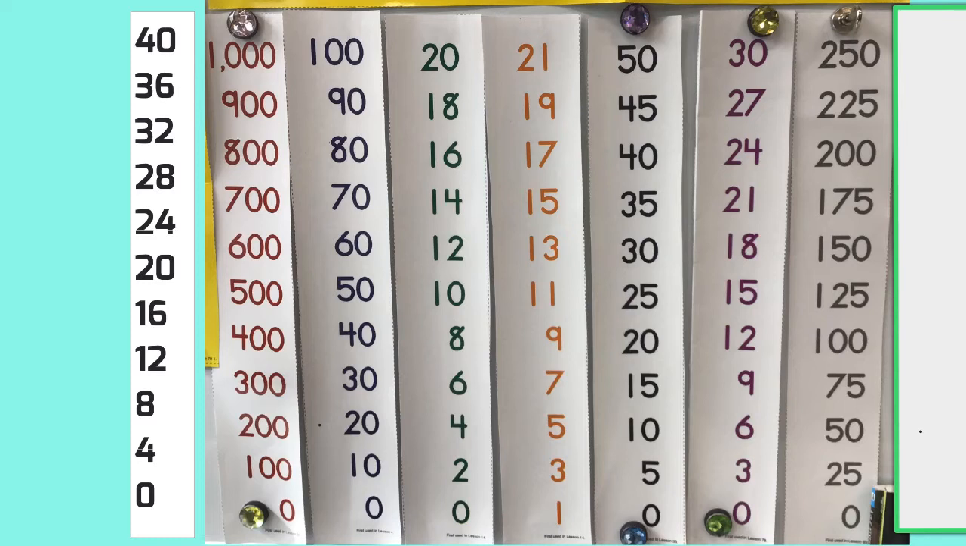Let's start with our even numbers. Get ready. 0, 2, 4, 6, 8, 10, 12, 14, 16, 18, 20. Your turn. Get ready. Good. Let's do our skip counting by fours. Get ready. 0, 4, 8, 12, 16, 20, 24, 28, 32, 36, 40. Your turn. Get ready. Good.